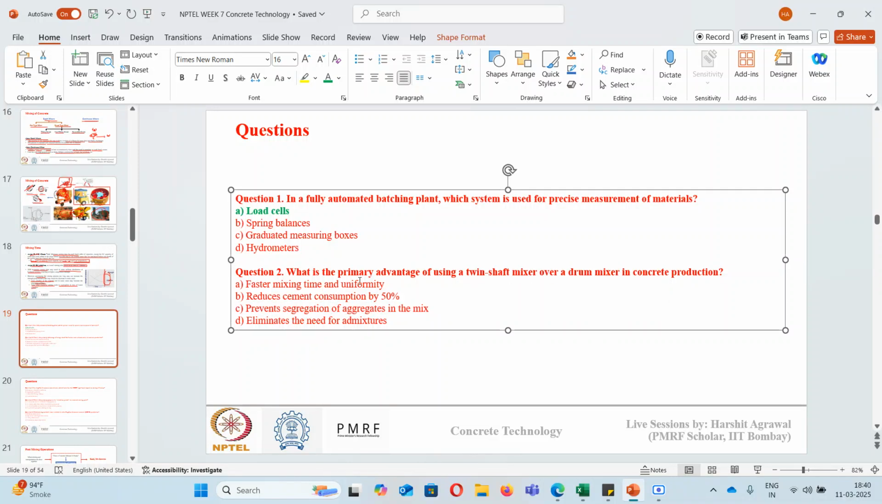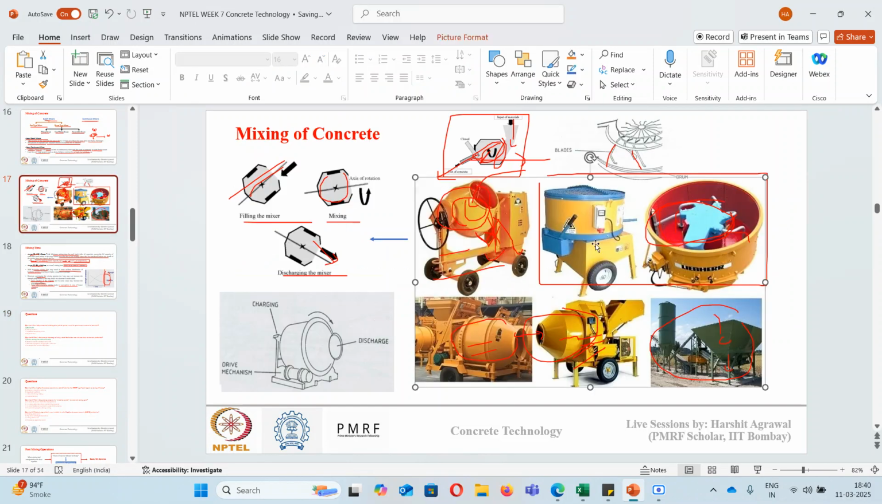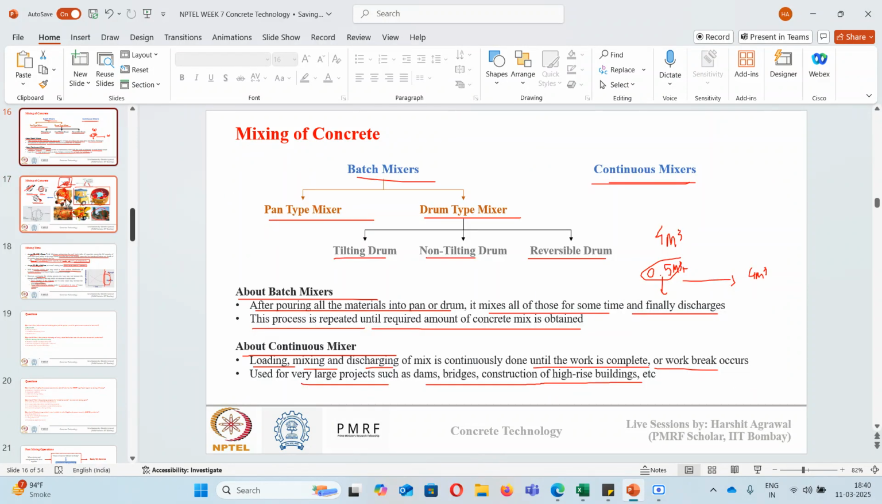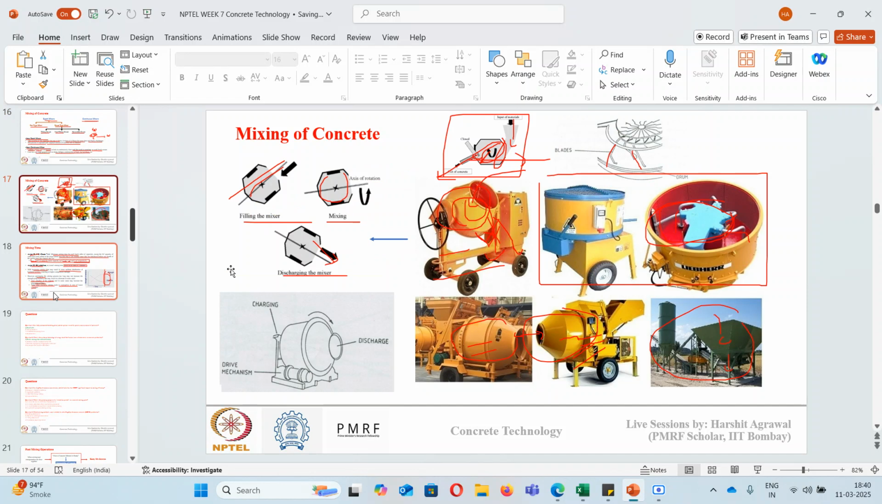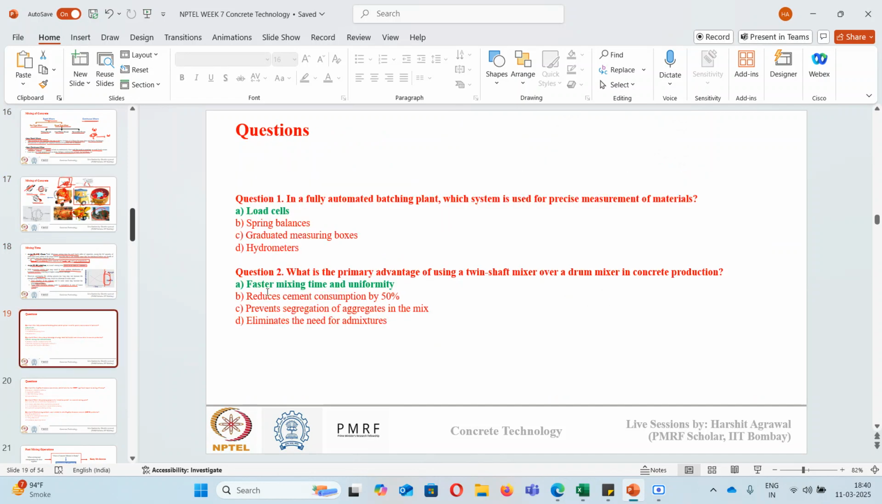Generally, a twin shaft mixer gives me faster mixing time and uniformity. As I told you here, this is more efficient in mixing. Twin shaft is the pan type mixer that we are talking about, and this is the drum type mixer. So they generally give me a faster mixing time and uniformity. It is more efficient for mixing in a twin shaft. Why? Since they are more efficient, they are used for high performance concrete.